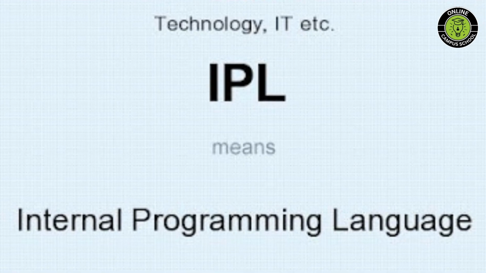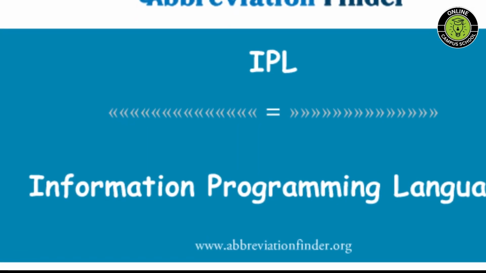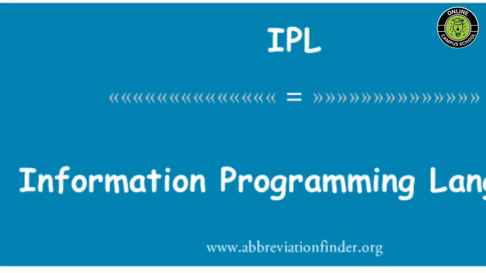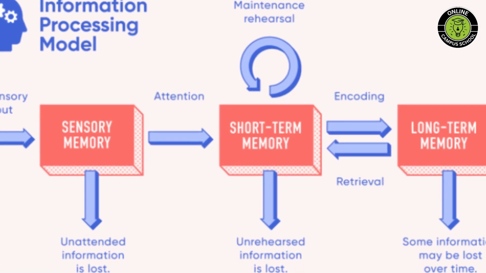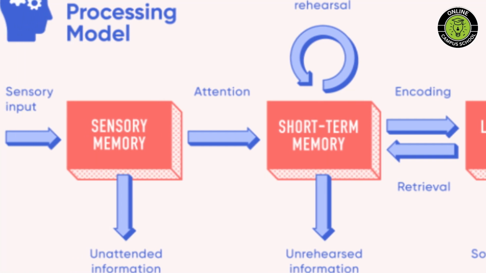6. IPL, Information Processing Language. IPL, or Information Processing Language, was developed in 1954. The main purpose of IPL was image processing and computer vision applications. Another fun fact was that IPL was a precursor to the Lisp programming language.